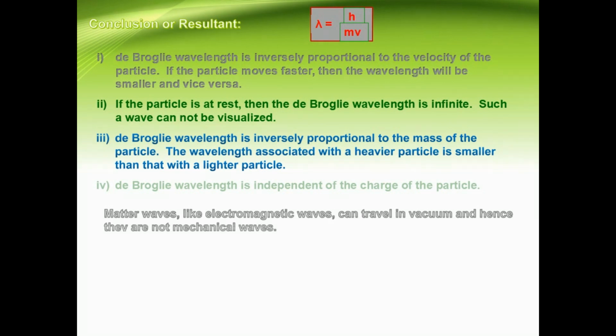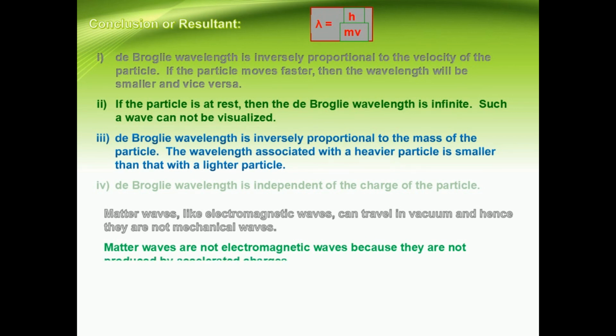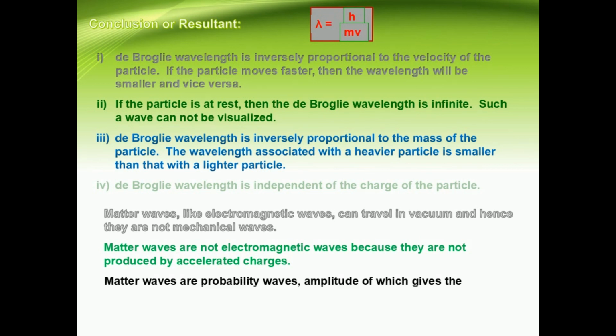Matter waves, like electromagnetic waves, can travel in a vacuum and hence they are not mechanical waves. Matter waves are not electromagnetic waves because they are not produced by accelerated charges. Matter waves are probability waves, the amplitude of which gives the probability of existence of the particle at that point.